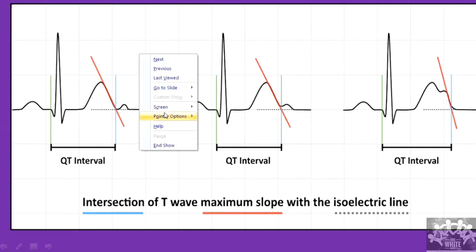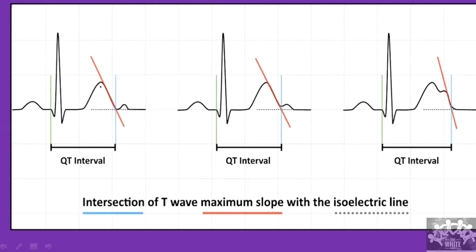So how you do that is, you take the T wave. Wherever the T wave is, you draw a slope like this. It should be a straight line, as shown here, the red line. So you draw the slope and see where it intersects with the baseline. You draw a tangent like this, straight.